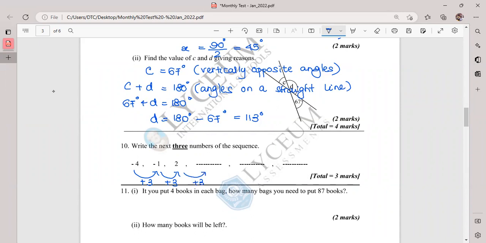Therefore, what will be the answer? 5. Then again you want to do the same thing, +3. This will become 8. So then again you want to add 3. That becomes 11. Okay. So this is how you want to get the answer. But I will explain to you how you want to find the gap, right?